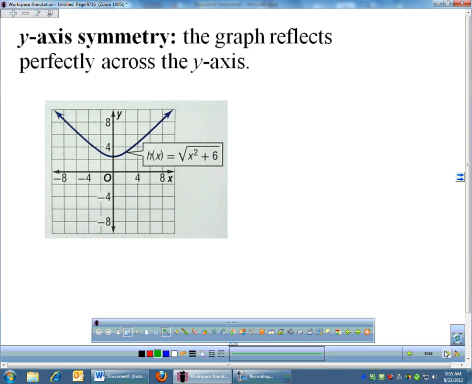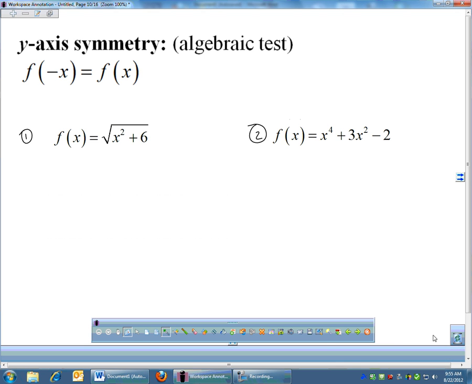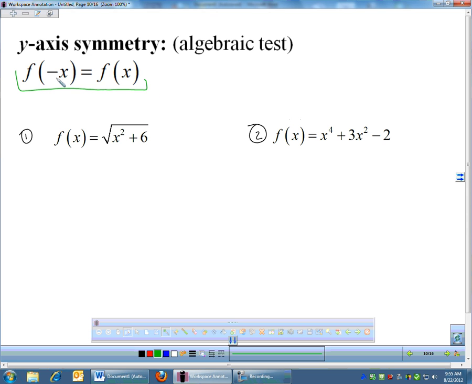When it gets a little bit trickier is when I don't give you the graph and I give you an equation. So we need to determine whether or not these have y-axis symmetry, and the way you test that is right here. You plug in negative x for x, and you hope to get the same function back. So if this is f of x, I'm going to do f of negative x, which means everywhere I see an x up here, I'm going to pull the x out, and I'm going to plug in negative x, and then we clean that up.